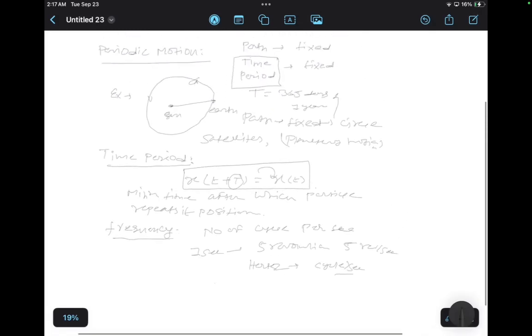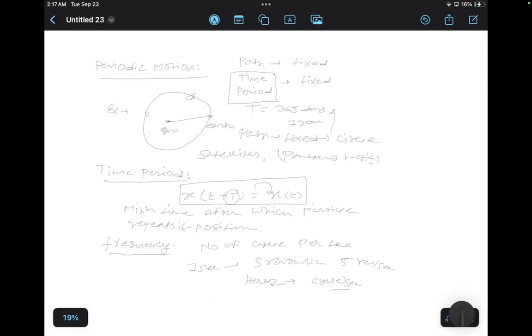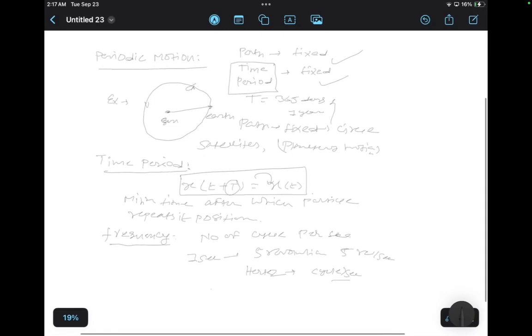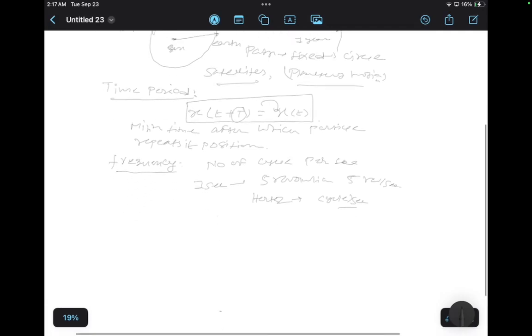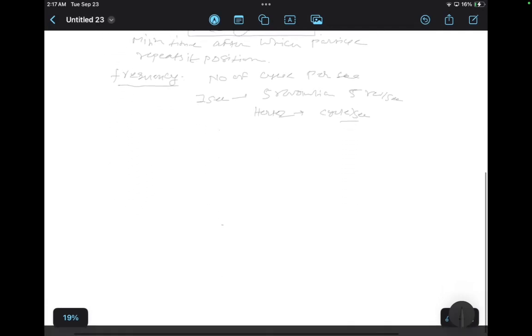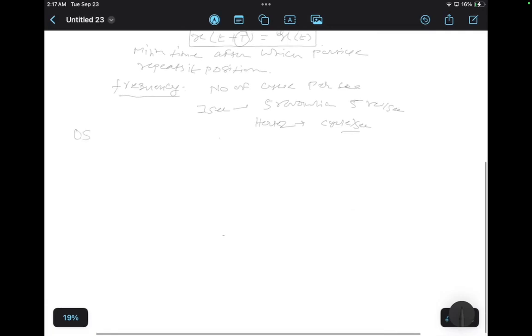Okay. Now you understand periodic motion, where the path of the particle is fixed and the time period of the particle is fixed, and we have seen some examples, that is satellite motion and planetary motion. Now we are going to proceed to one more basic definition, that is oscillatory motion. So what is oscillatory motion?